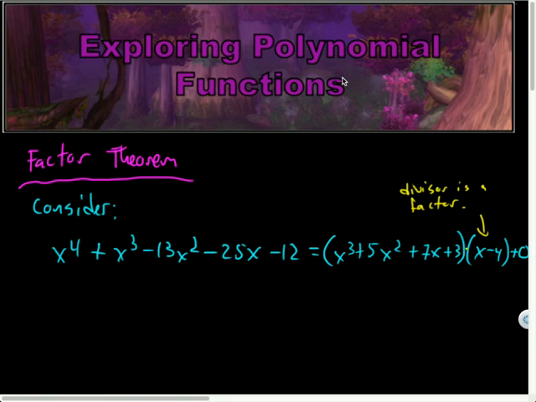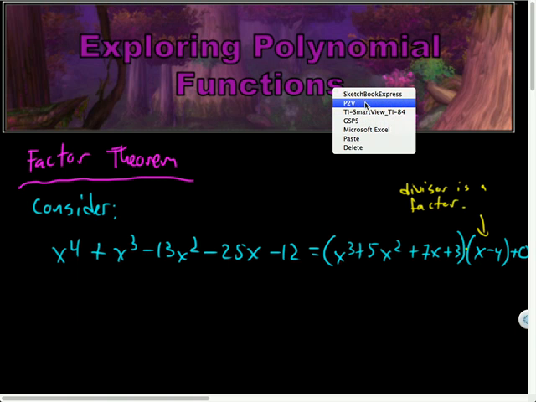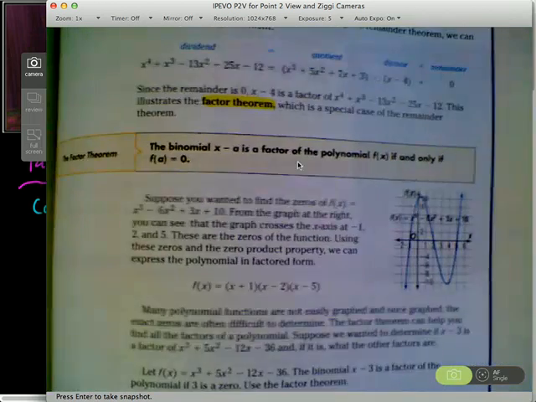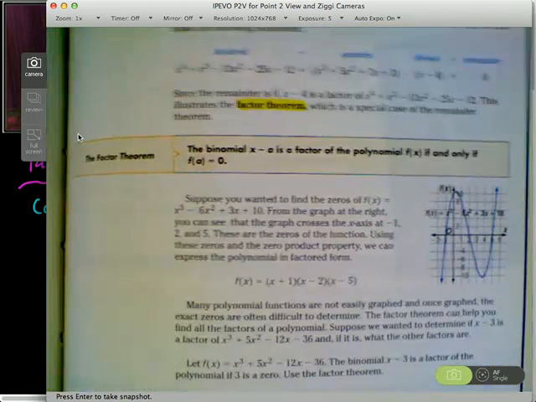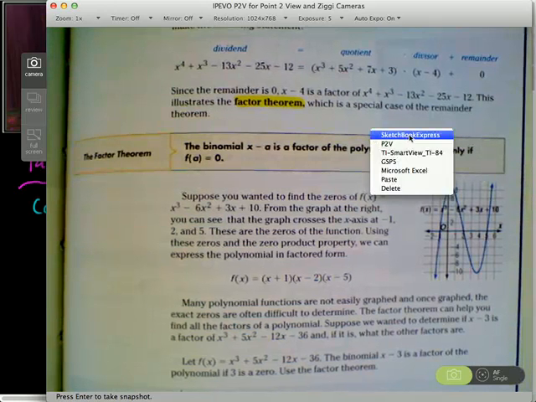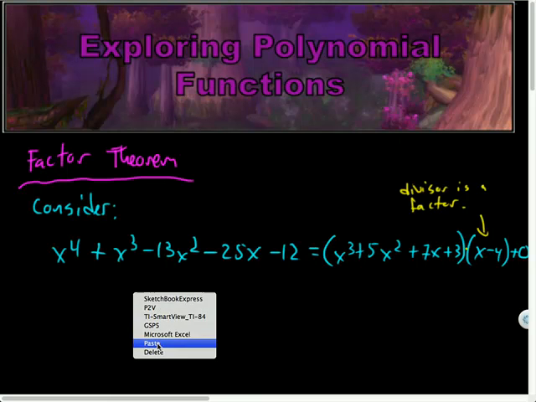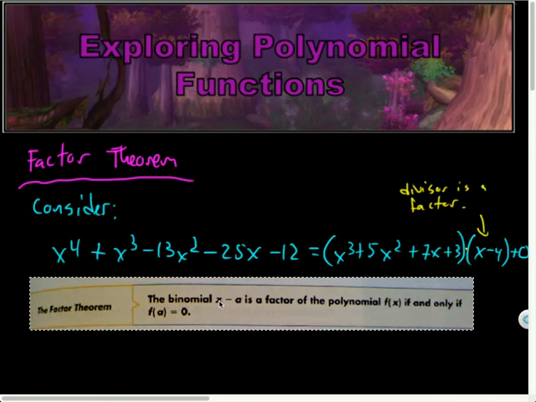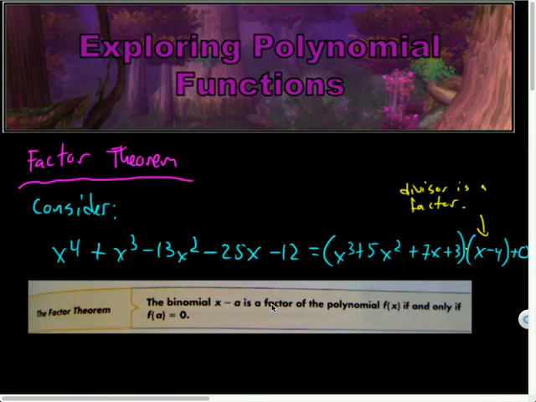So in pulling those ideas together, I'm going to just snapshot this right out of the book. This is called the Factor Theorem. It puts a whole bunch of stuff that we've been saying all along, buttons it all up into a nice little theorem for us. It says that the binomial x minus a is a factor of the polynomial f of x if and only if f of a equals 0.